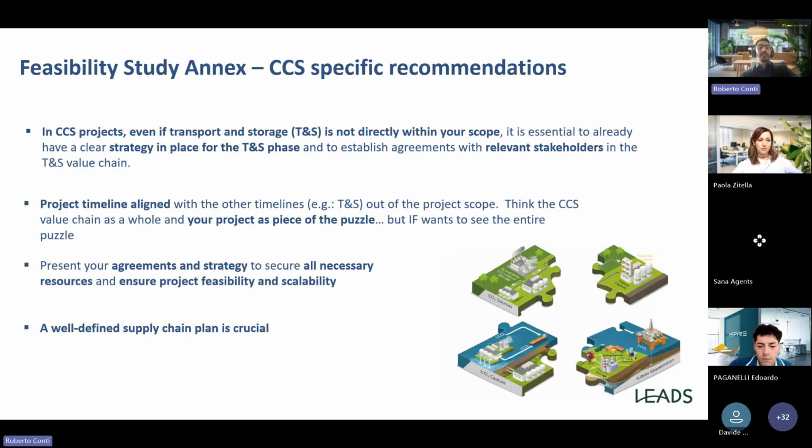Then I just want in this slide to focus on the CCS specific recommendations, because the LEADS project is focused on CCUS projects.